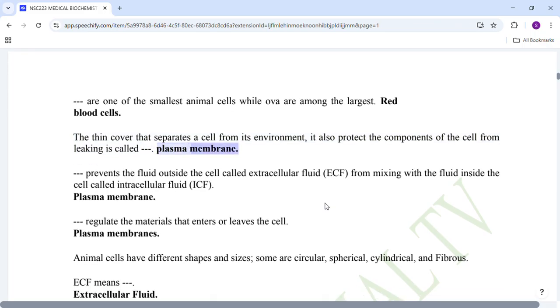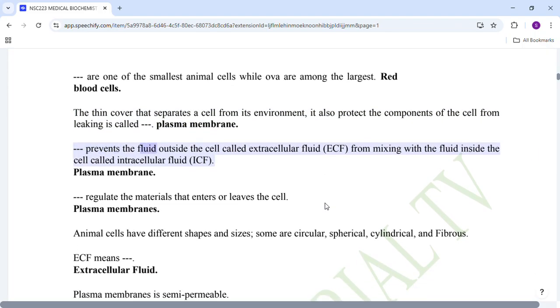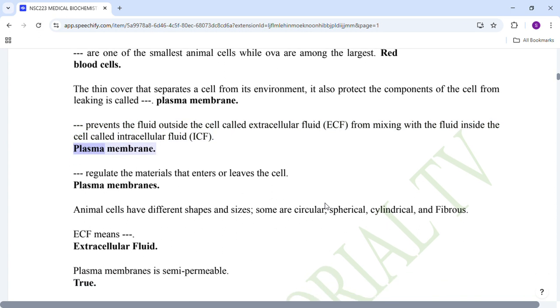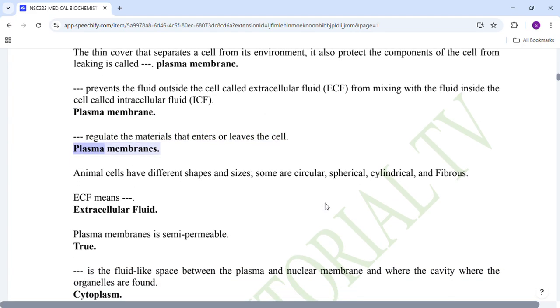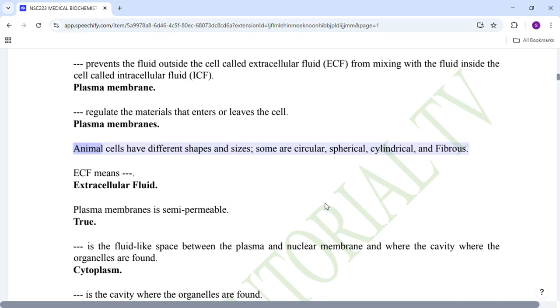Plasma membrane. It prevents the fluid outside the cell, called extracellular fluid, ECF, from mixing with the fluid inside the cell, called intracellular fluid, ICF. The plasma membrane regulates the materials that enter or leave the cell. Animal cells have different shapes and sizes; some are circular, spherical, cylindrical, and fibrous.